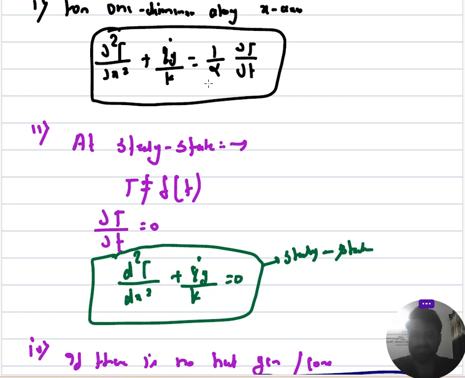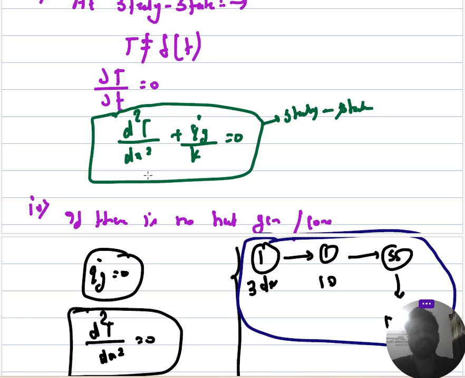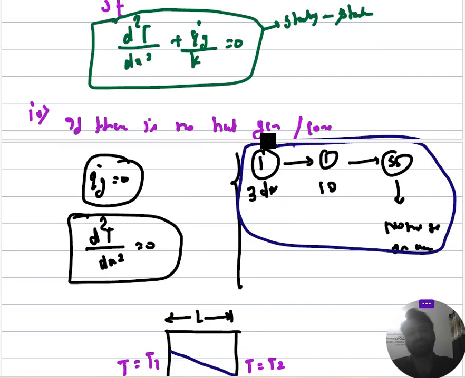If I want to reduce this equation again to a steady state condition, where temperature is not a function of time, then del T by del tau equals 0. Ultimately this equation will reduce to d2T by dx square plus q dot g by k equals 0. Using this equation, you can calculate the temperature within the solid at any particular location, right? And temperature will be a function of x.